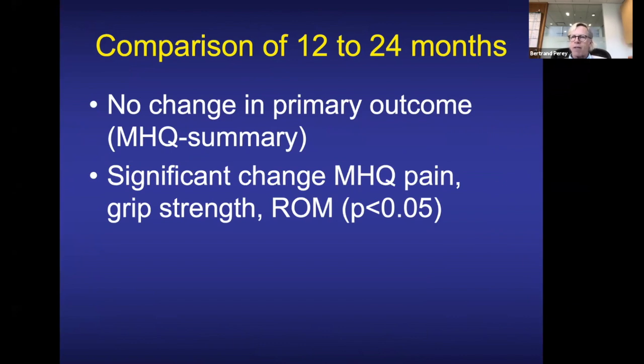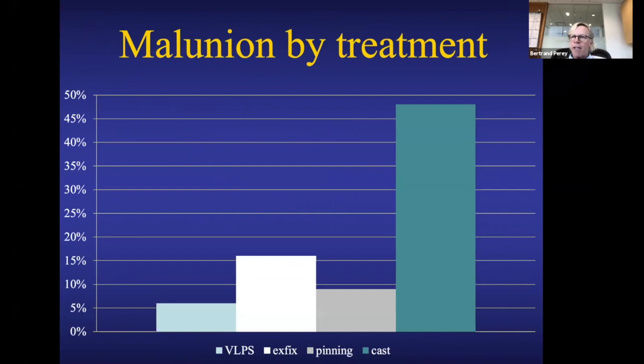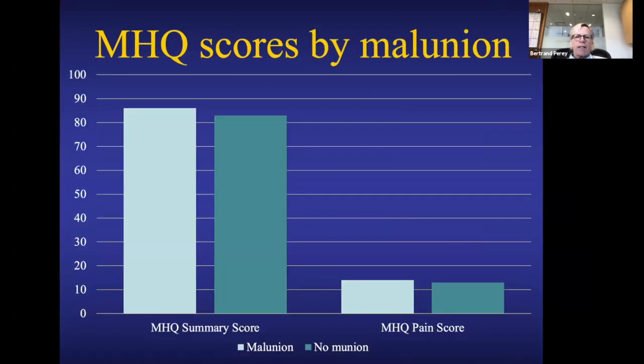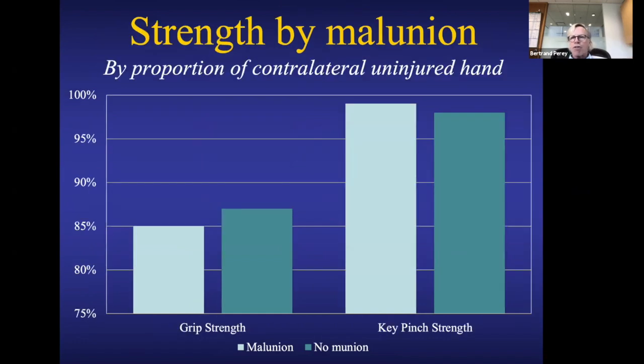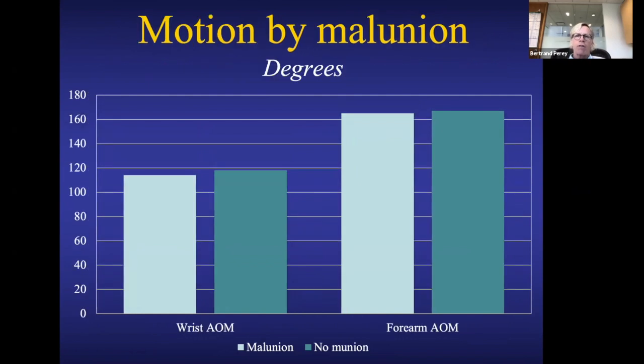And this was a significant difference. Malunion by treatment, no difference. If you looked at the cast mobilization, well, there was a significant difference, but not by outcome. So the cast mobilization had significantly more malunions, but if you look at the outcome, there was no difference. So malunion would be the lighter green and the no malunion would be the dark green. You notice that their summary score and MHQ were no different. So a malunion does not confer a worse outcome. The strength also, all comers, no difference at the 24-month, whether you had a malunion or not.